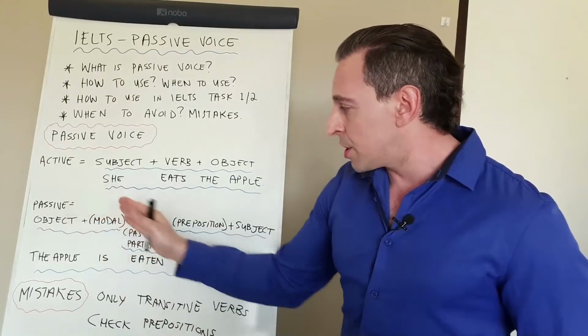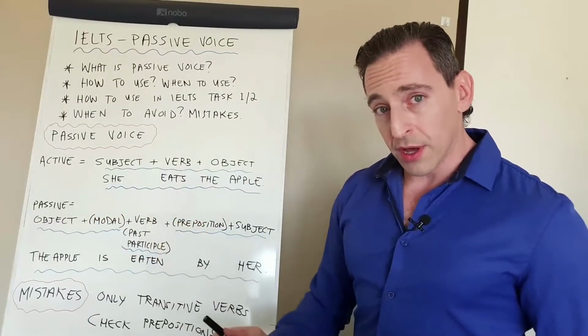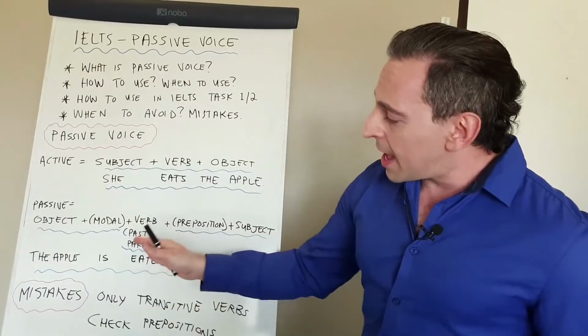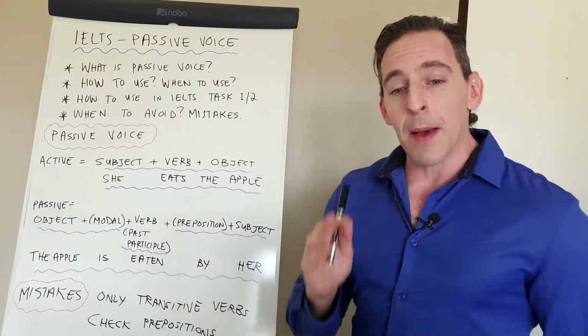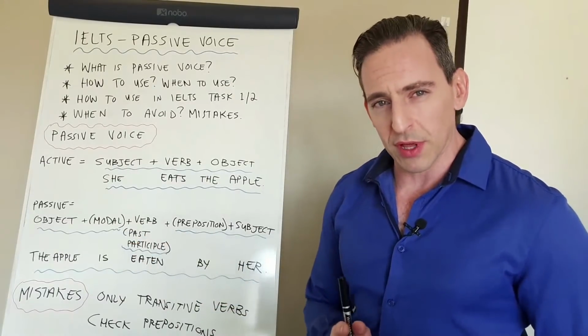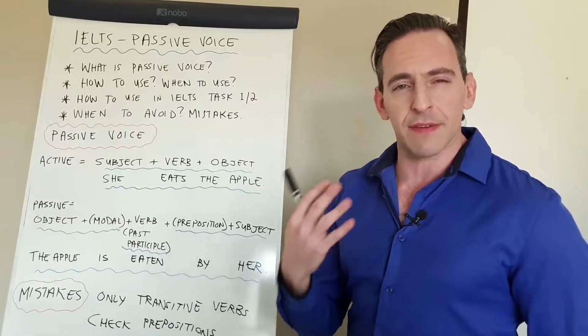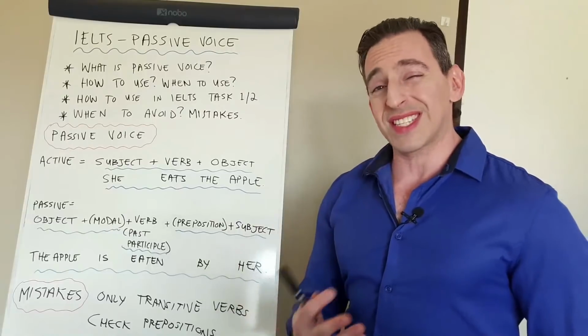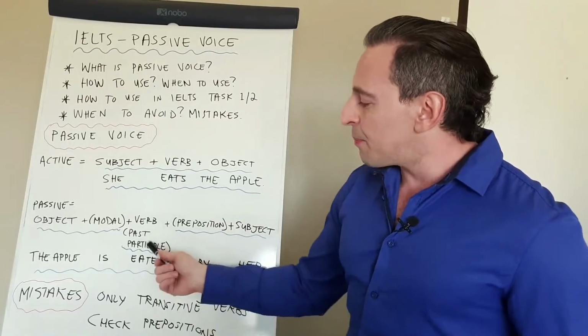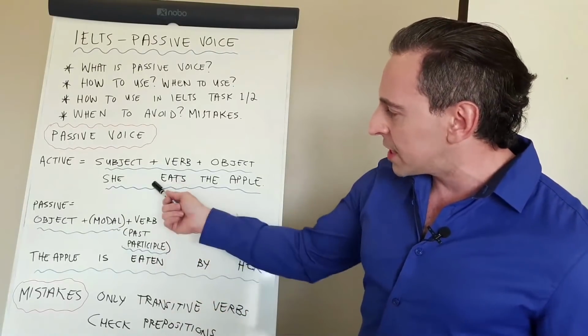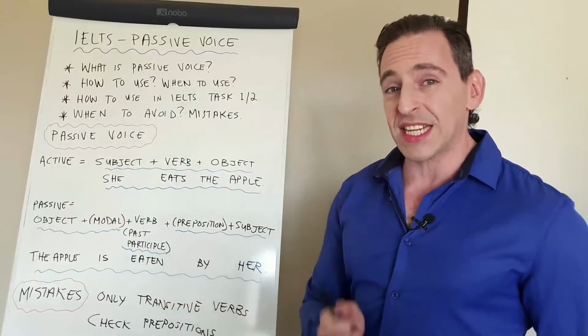So the object, the modal, the verb, the doing word. And I've written here, this is a past participle. So this is not the usual past tense verb. Some of you might know this as verb 3. This is the past participle. See the difference? Eats and eaten.